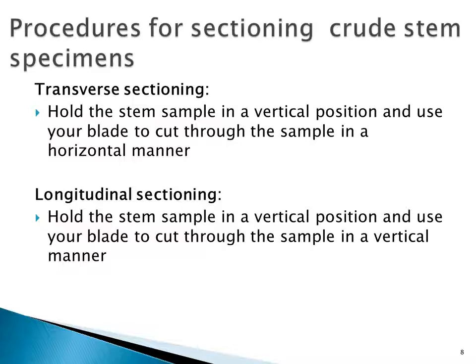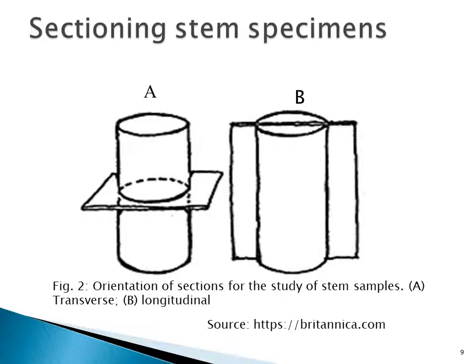For the longitudinal section, you hold the stem in your left hand in a vertical position as well, and you use your blade to cut through the sample in a vertical manner, that's going from up to down. So this is what I was trying to explain earlier. This is the orientation of sections for the study of stem samples. Figure A shows the transverse section where you cut in a horizontal manner, while figure B shows the longitudinal section where you cut in a vertical manner.